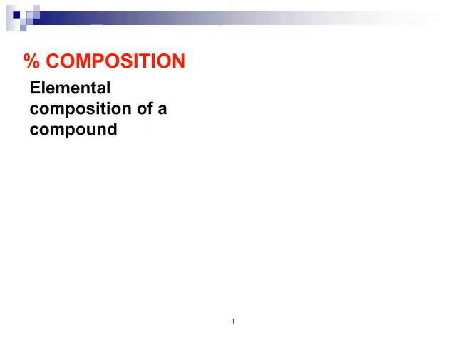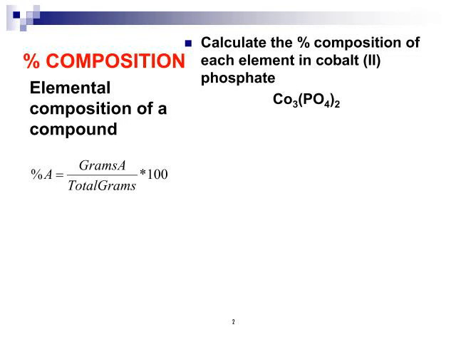Percent composition. The elemental composition of a compound. So how much of each element is composed in the compound. Alright, so we have our little formula here. The percent of A equals the grams of A divided by the total grams of the entire compound, which is the molar mass that you learned about last time, times 100.